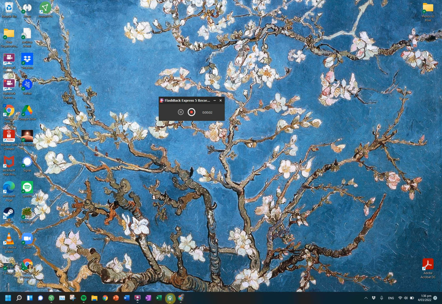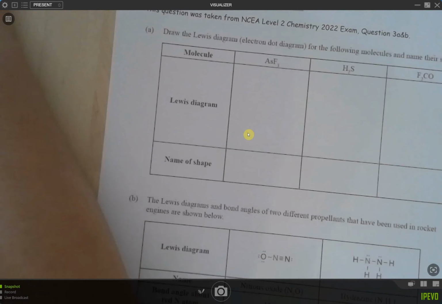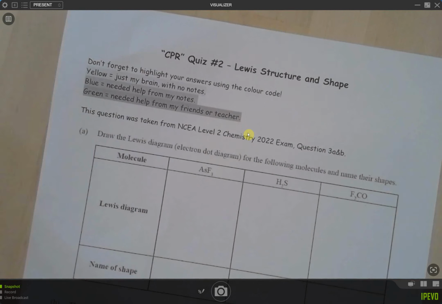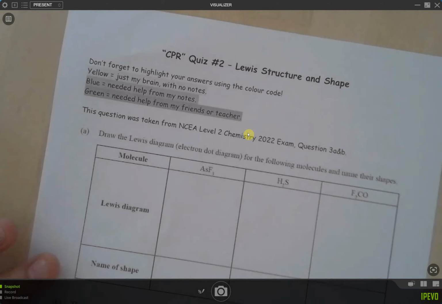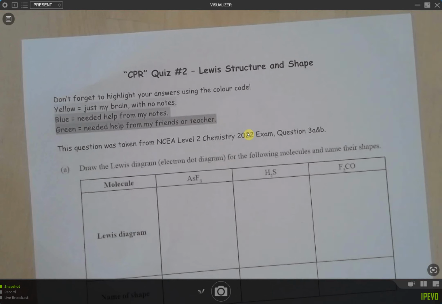All right, cool. So let me just get the document camera up. So task number 3 for week 6 remote work was a CPR quiz. The CPR quiz is just recapping that Lewis structure and shape material that we've talked about so far.